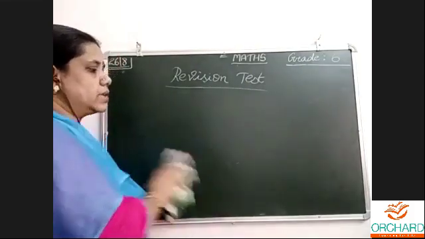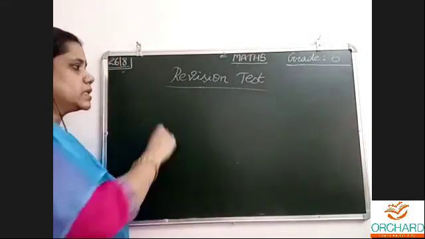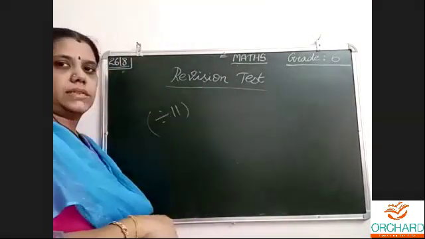4 and 8, 3 and 9, 2 told. And the test of divisibility by 11. This is the last thing. And 6.